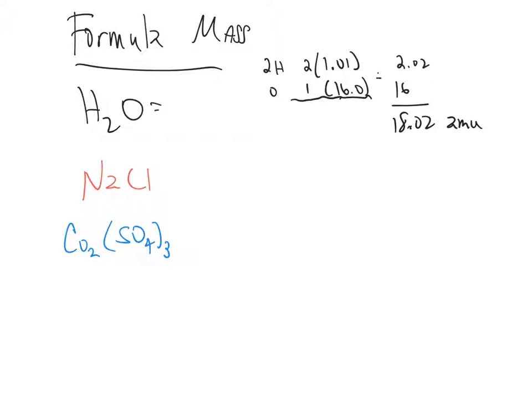So for sodium chloride, we have an Na, and there's only one of them. There's only one Cl, so we're just going to literally add these two together. I don't have these memorized. 22.99 for the sodium. Chloride is 35.45, I think. Yep, 35.45. And we would just add them together.